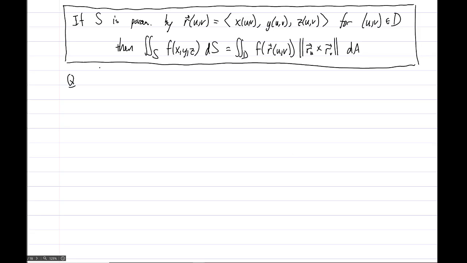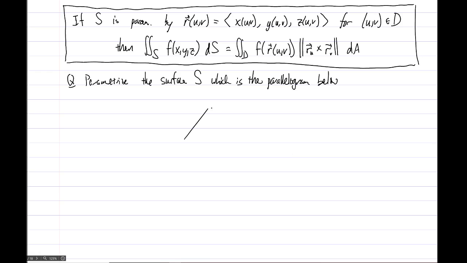Let's do another example, but let's go ahead and split this one up into two pieces. So I like to first parameterize the surface, capital S, which is the parallelogram shown below. So what we have, let's just draw the parallelogram first.